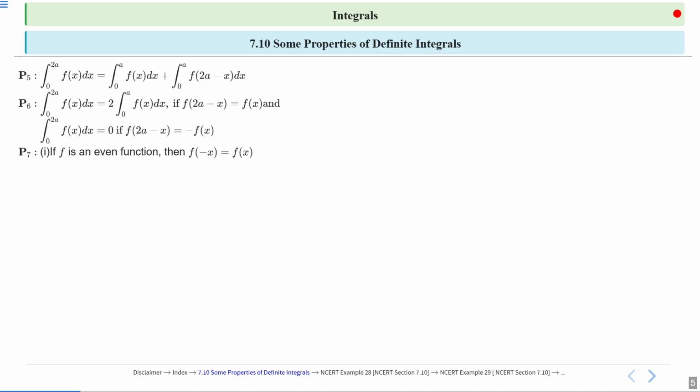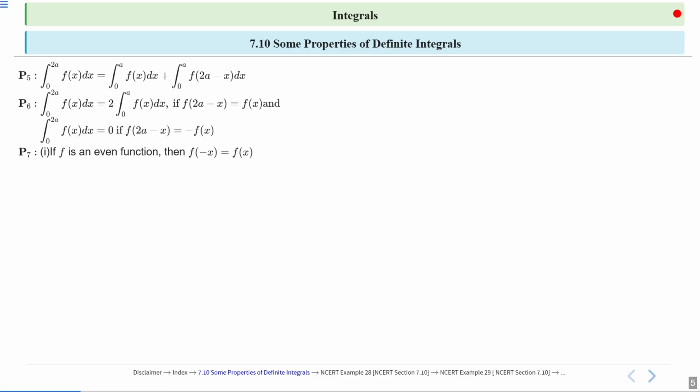P7 is if f is an even function. What is an even function? An even function means that if we take the negative point, that is, if we take f(-x), the value is the same as f(x). For example, the function x squared.